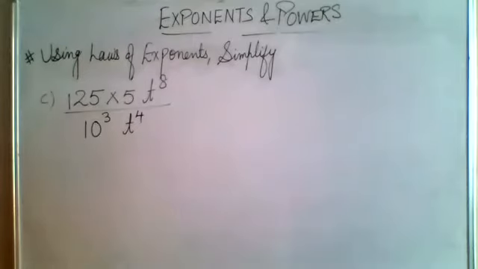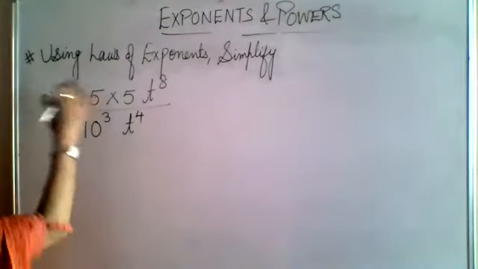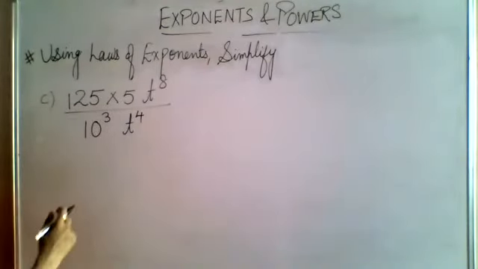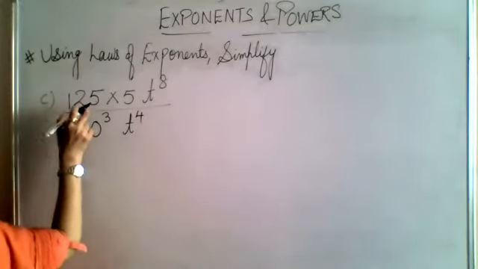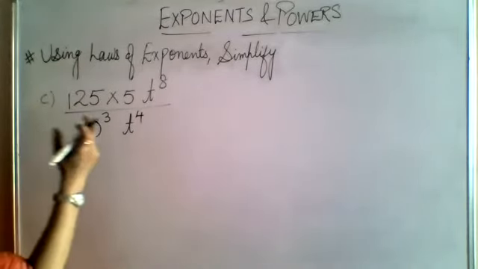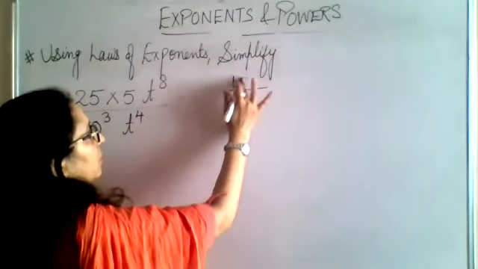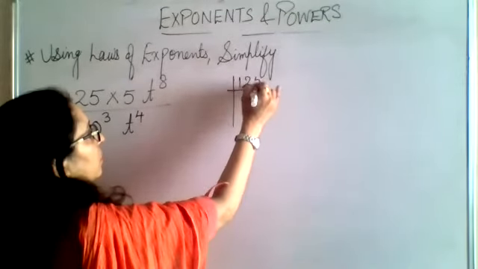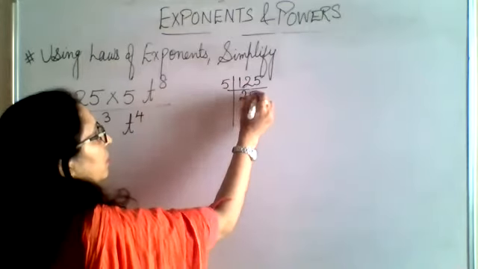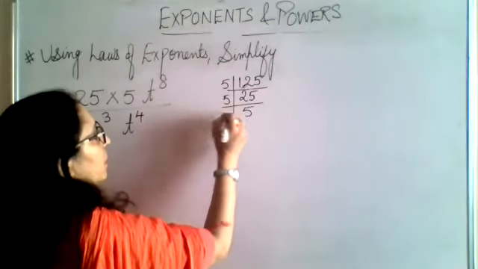In this part, it is given 125 into 5t raised to power 8 divided by 10 raised to power 3, t raised to power 4. I told you earlier that if prime numbers are given, then convert these composite numbers into prime numbers. So you can write 125 as 5 into 5 into 5. If you don't know, do prime factorization. 5 25s are 125, 5 5s are 25, and 5 1s are 5.